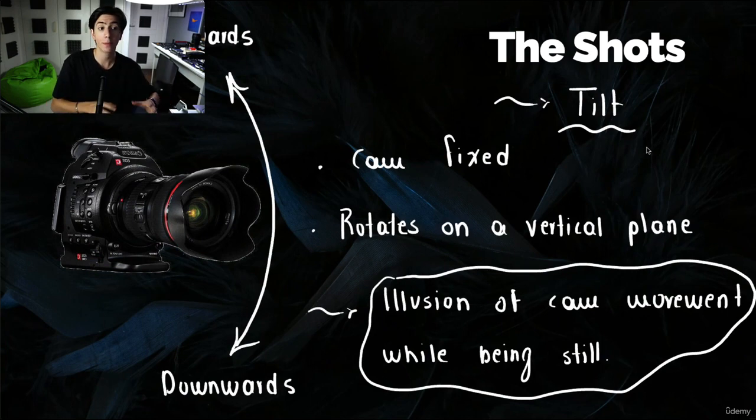Here is this camera. We're going to be focusing on this camera to help me explain what each type of shot is. So basically, in the tilt shot, the camera is fixed in a location. It doesn't move, and it just rotates on a vertical plane. As you can see, we tilt upwards and tilt downwards. So it produces the illusion of camera movement without actually having to move the camera itself from its location. The camera stays stable. This is what I want you to remember when it comes to the tilt shot.